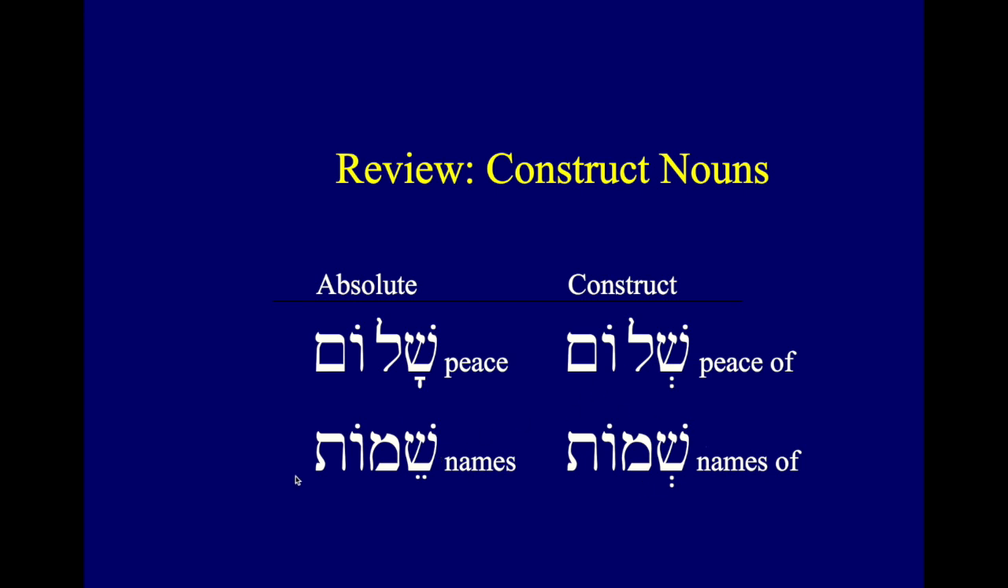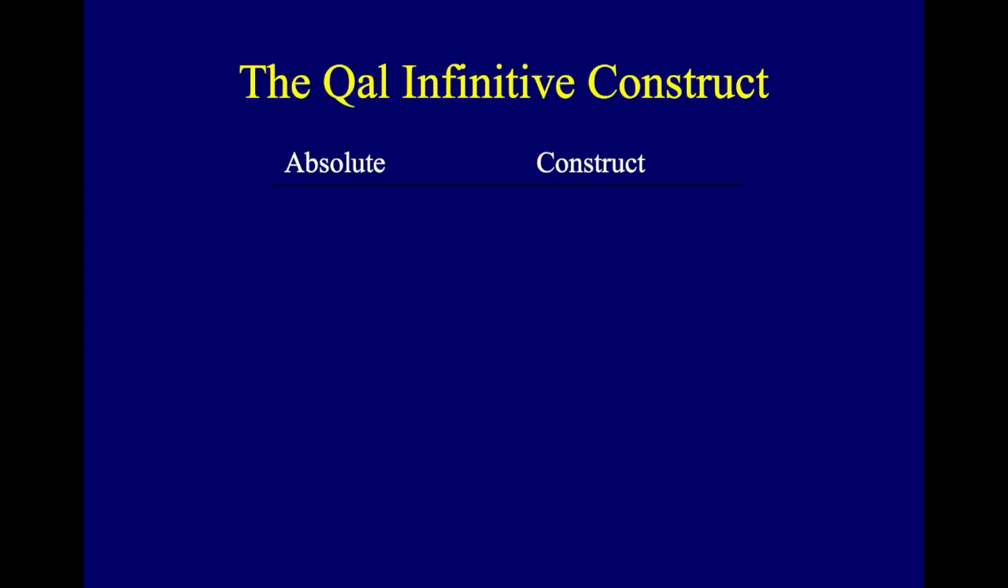So because we add this plural ending, names of, if you say like the names of Israel, Shemot Yisrael, because it's in construct, you have to reduce that vowel. So it's Shmot Yisrael. Okay, so remember that's how construct nouns work. Well, construct infinitives work a bit like that.